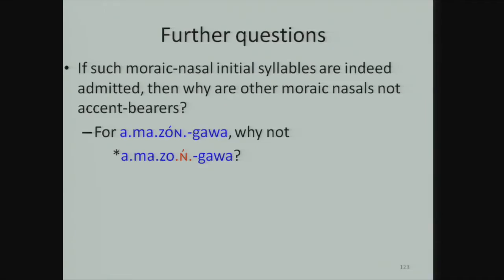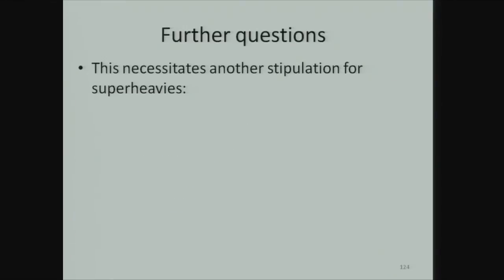Now, the questions are, if such moraic nasal initial syllables are indeed admitted, then why are other moraic nasals not accent bearers? So for Amazon-gawa, why not Amazon-gawa? Or Rain-gawa, why don't we ever get it on the n? Why can't the syllables be split in this way? Okay, so this means that another stipulation for super heavies is necessary.